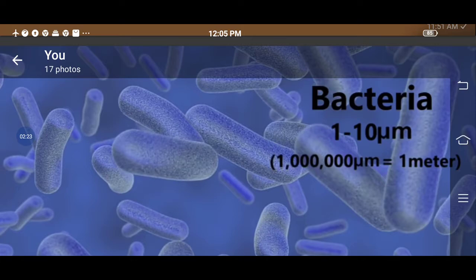That particle has a size that varies between 1 to 10 micrometer. That means micro means 10 power minus 6 meter. So very, very small size particles are present in the bacteria. If we compare the size of an atom with the size of the bacteria, atomic size is very, very less compared to the size of bacteria.